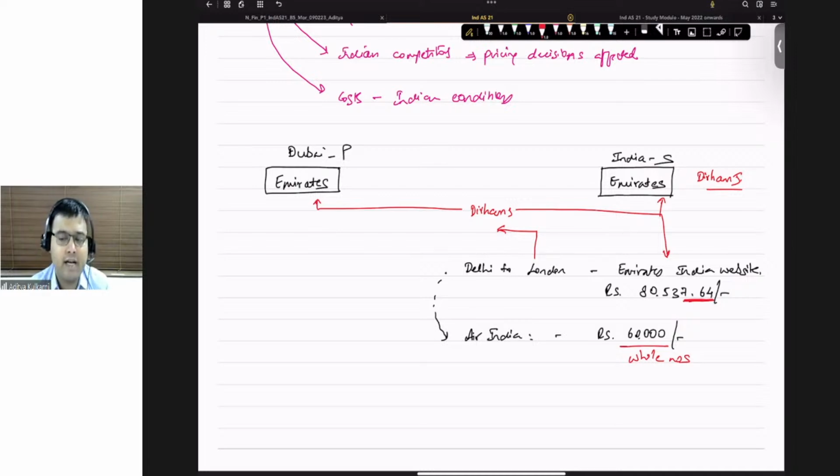You are required to identify what is your functional currency, because that is the currency in which you will pass the journal entries. That is the currency in which your first set of financial statements will be prepared. So though this is an Indian subsidiary, it has to have its transactions denominated in dirhams, because its functional currency is dirhams.